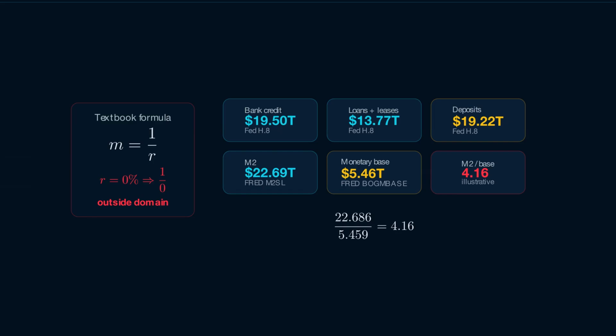A rough broad-to-base ratio is about 4.16, not 10, not infinity, not a fixed mechanical multiplier, and that is the point. The observed relationship between central bank money and broad money is not governed by one reserve ratio equation. It changes with interest rates, bank risk appetite, borrower demand, regulation, capital, and the structure of the financial system. The old formula gives you a clean classroom staircase. The real system is a credit network.